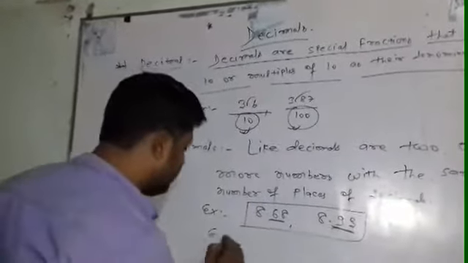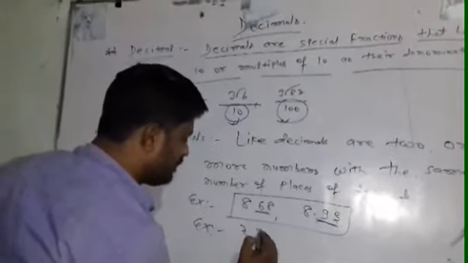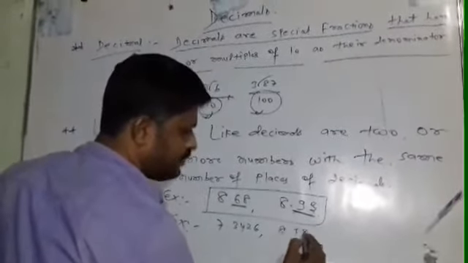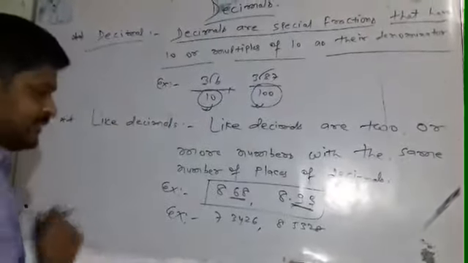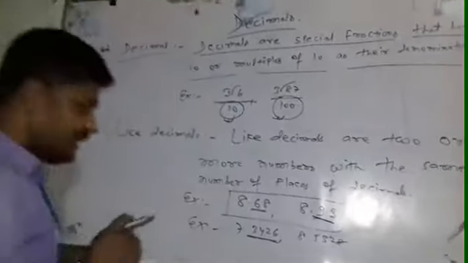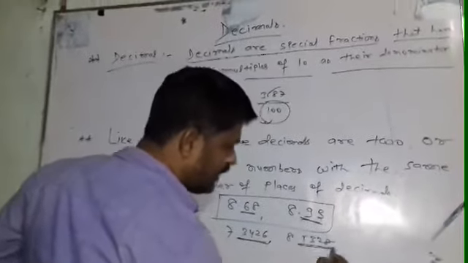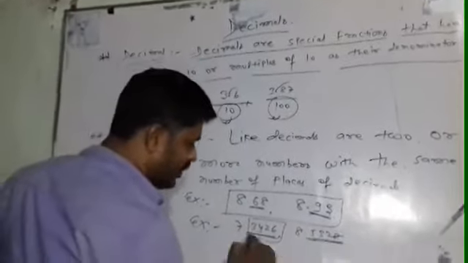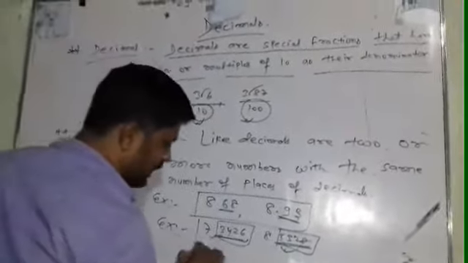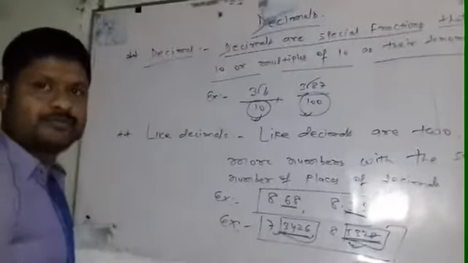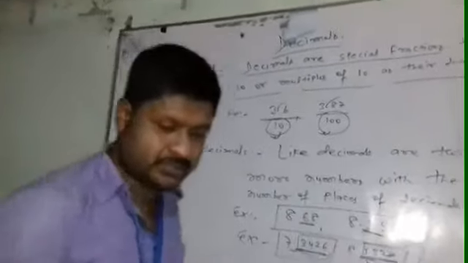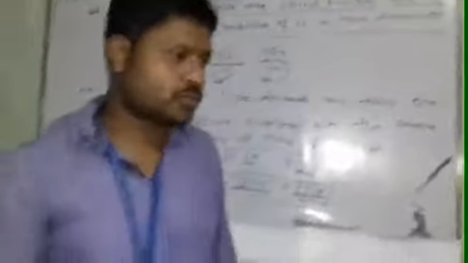And the other example is 7.3426 and 8.5328. Here we see that after the decimal four digits exist, and here also four digits exist after the decimal. So these are like decimals. After this we will discuss unlike decimals. So firstly we have to wipe our boards.